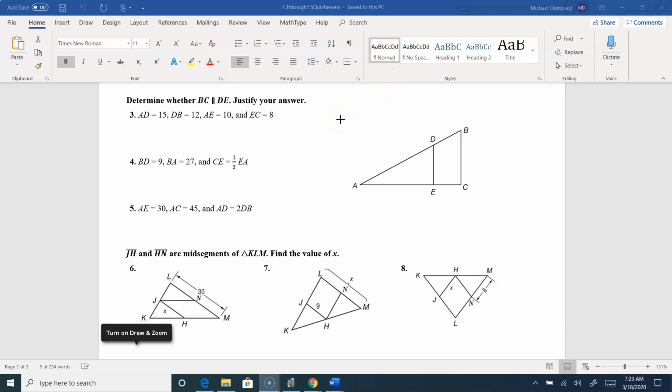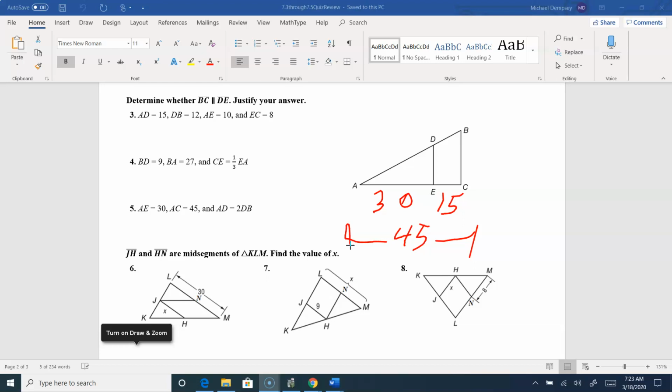Okay, and then number 5, we have AE is 30. So he's this piece right here. AC is 45. So that's the whole thing, right? A to C is 45. So what I'm going to do is tuck 15 in here. Okay. Now I know the whole thing is 45. That's what they told me. But it might be helpful for me if I know I have the two little pieces.